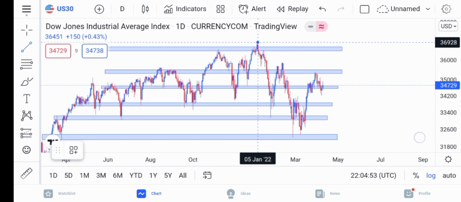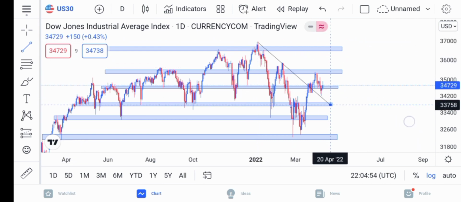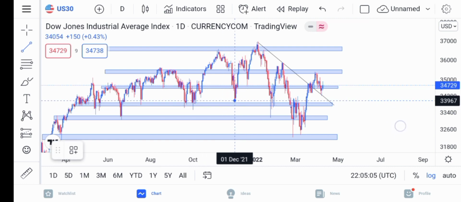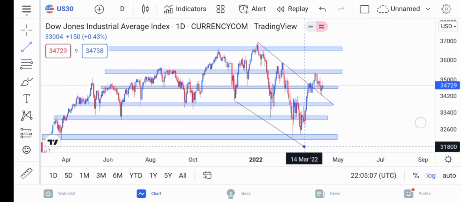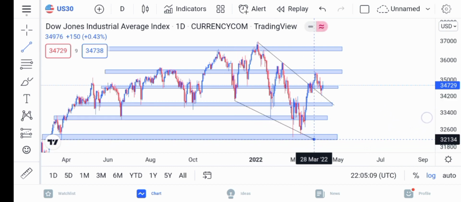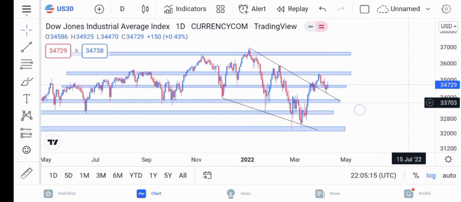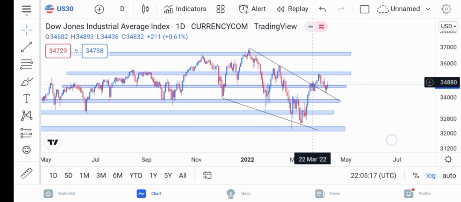From this point over here, there's a downward trend line. From this point over here, and from this point over here. So currently on the daily time frame, this is what we have. So as you can see, your first touch, second touch, this was our third touch.